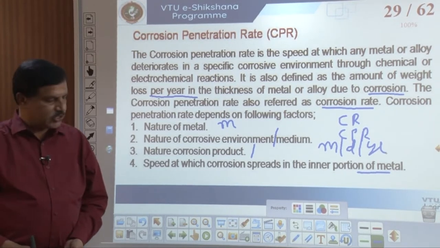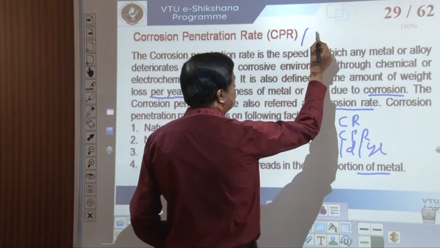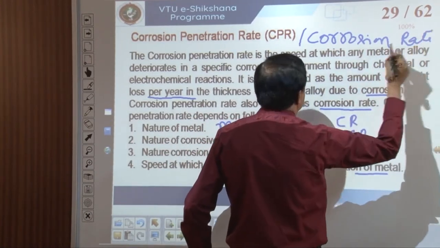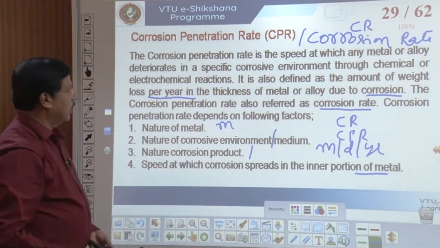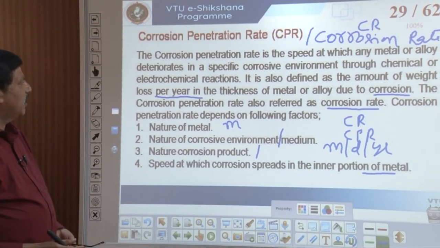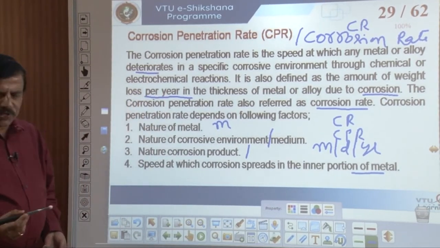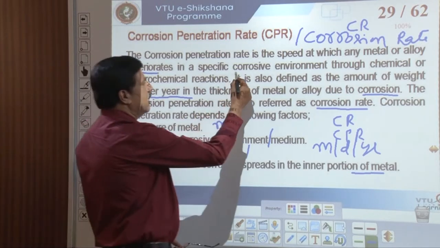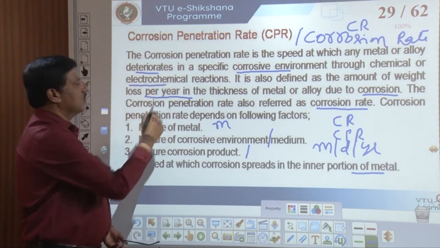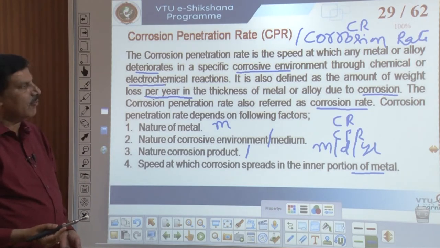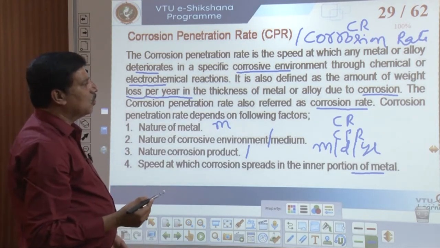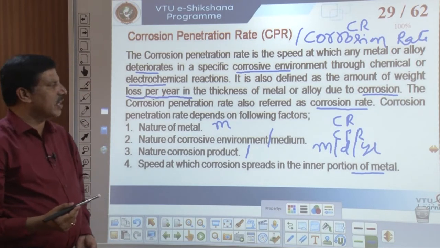So corrosion penetration rate, CPR, or corrosion rate, CR, is the speed at which any metal or alloy, which is nothing but a homogeneous mixture of two or more metals, deteriorates in a specific corrosive environment, that is salt water, river water, or dry corrosion, wet corrosion, through chemical or electrochemical reactions. It is also defined as the amount of weight loss, that is loss of the weight of the metal in a year, in the thickness of the metal or alloy due to corrosion. The corrosion penetration rate is also referred to as corrosion rate.